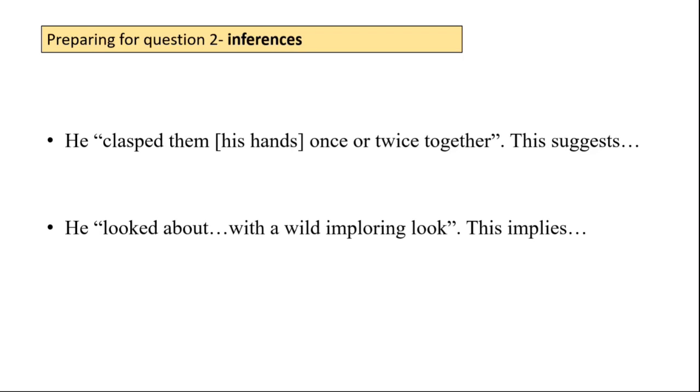You don't have to do language analysis for question 2 here. So you don't have to say the verb clasp suggests this. Then he looked about with a wild, imploring look. This also indicates desperation. Imploring means he's begging for forgiveness. Wild denotes he's been dehumanized, he's animalistic. Maybe he's lost all his humanity through all of his sinful actions, that sort of thing. Okay, so for question 2, you just need to talk about what the quotes imply.